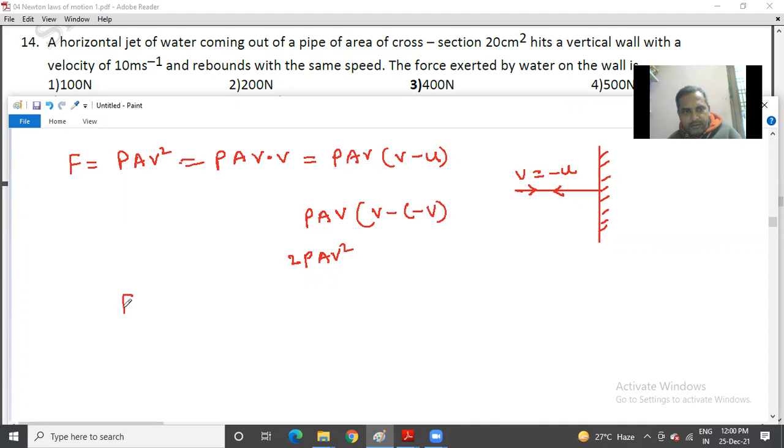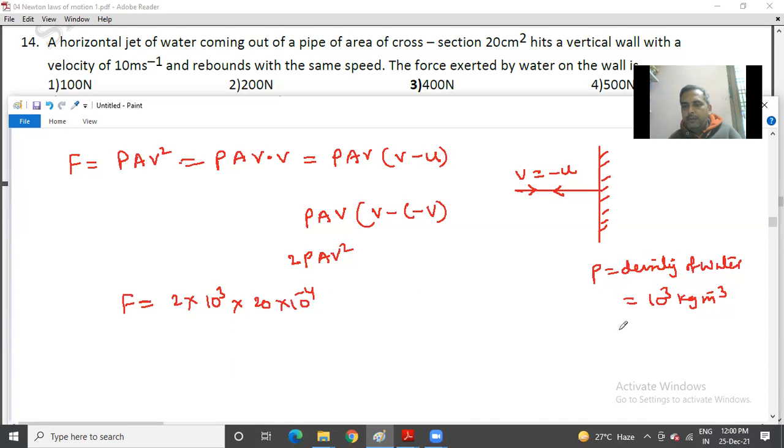Now let us substitute the values. F is equal to rho, the density of water. Density of water is equal to 10 cube kg per meter cube. Now 2 into 10 cube kg per meter cube. Area of cross section is given as 20 centimeters square, so 20 into 10 to the power of minus 4. Because remember, 1 meter is equal to 100 centimeters, so 1 centimeter is equal to 1 by 100 meters. You can also write this as 10 to the power of minus 2 meters. But here centimeter square is there. Now V is mentioned as 10, V square will become 100.